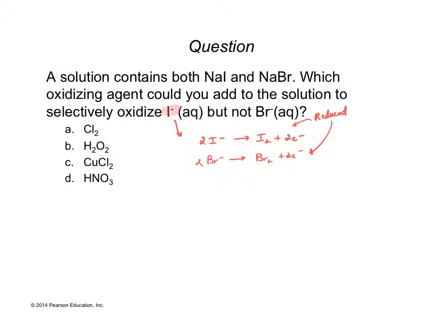And again, this is just going to be based on the position in that standard reduction potential table. So this thing that you're looking for wants to be reduced, and it's going to be capable of being reduced if it's in the presence of iodide, but not if it's in the presence of bromide. So go ahead and look at the table, try to figure out what this is. You have 4 choices over here, and you can pause it and come back to get the answer.